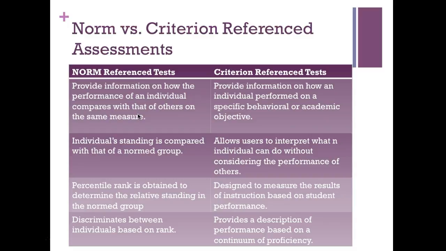The norm reference tests are the big scary ones, like the NAEP or the SAT. The norm reference tests provide information on how the performance of an individual compares with that of others on the same measure. The individual standing is compared with that of a norm group. So all fifth graders in a sample of 5,000 students get normed across the bell curve, which I'll show you in a minute, of standardization, of falling along a continuum of proficiency, so to speak, but not the way criterion reference tests are. The percentile rank is obtained to determine the relative standing in the norm group.